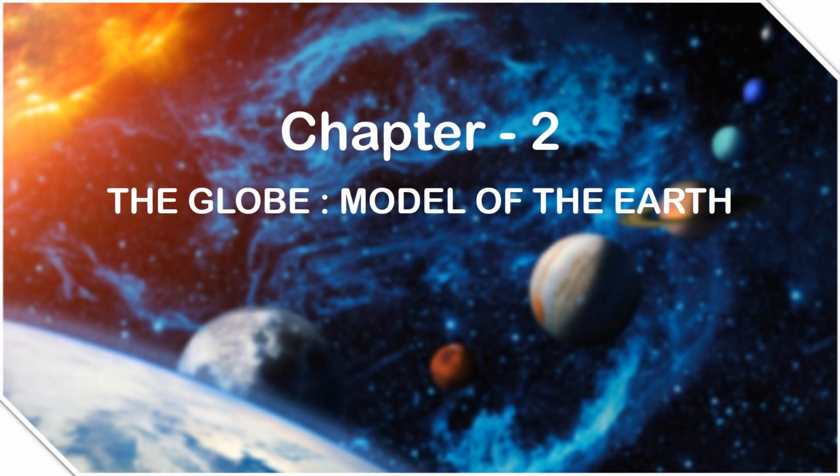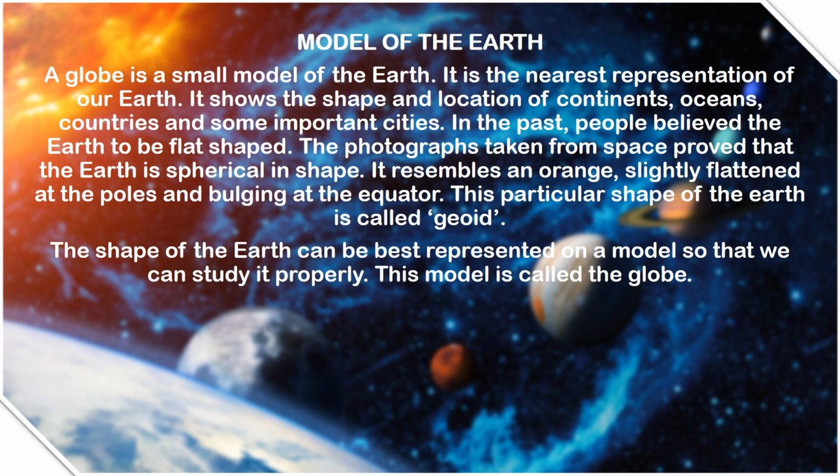Chapter 2. The Globe, Model of the Earth. A globe is a small model of the Earth. It is the nearest representation of our Earth. It shows the shape and location of continents, oceans, countries, and some important cities.